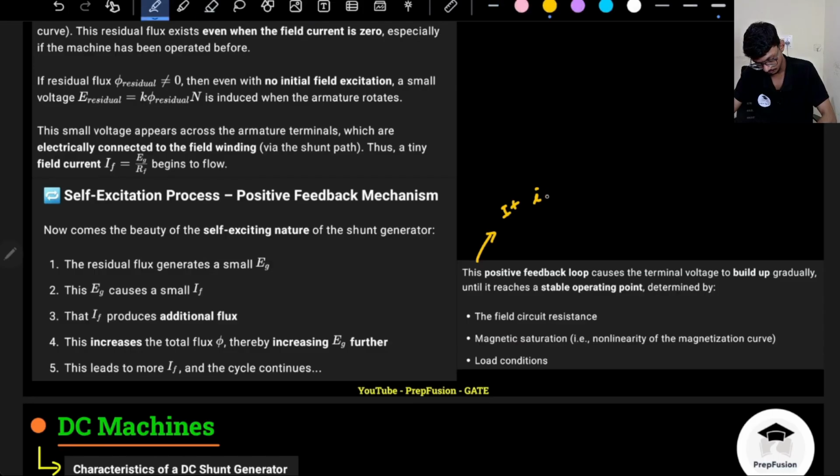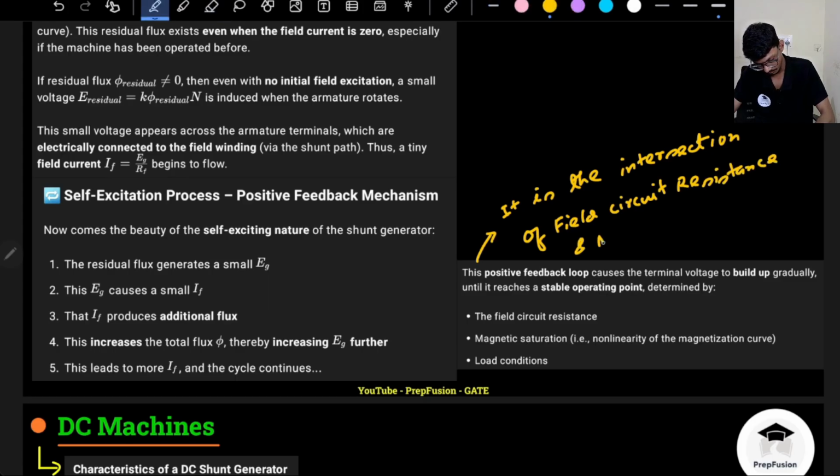So it is the intersection of the field circuit resistance and magnetic saturation.